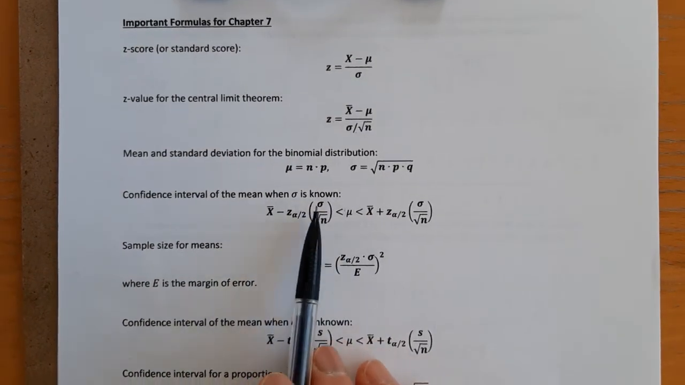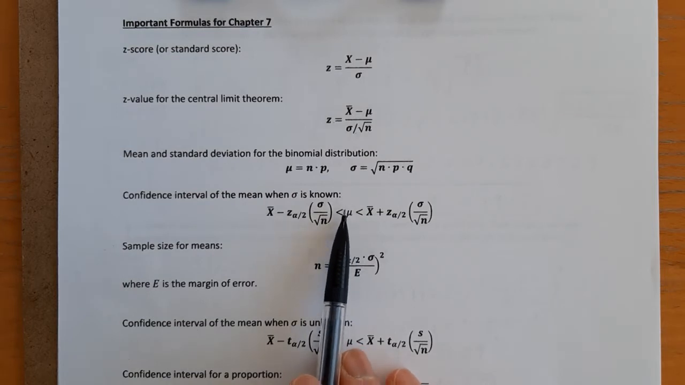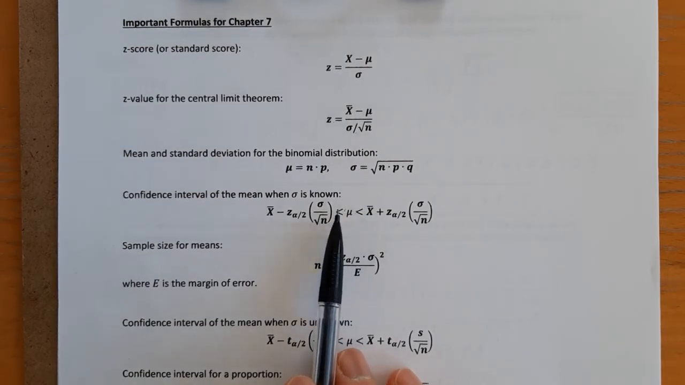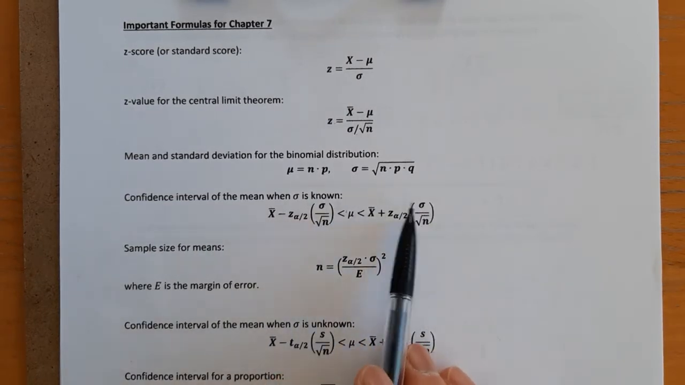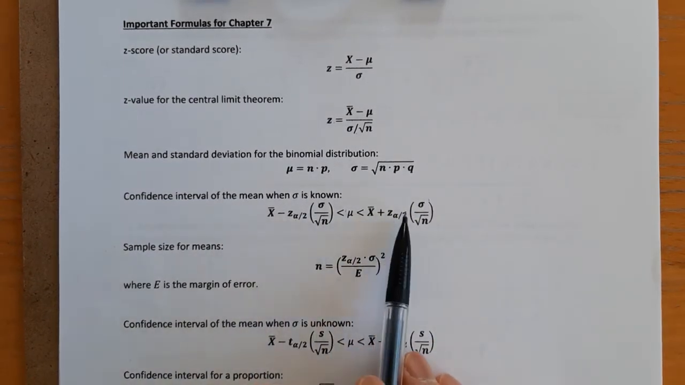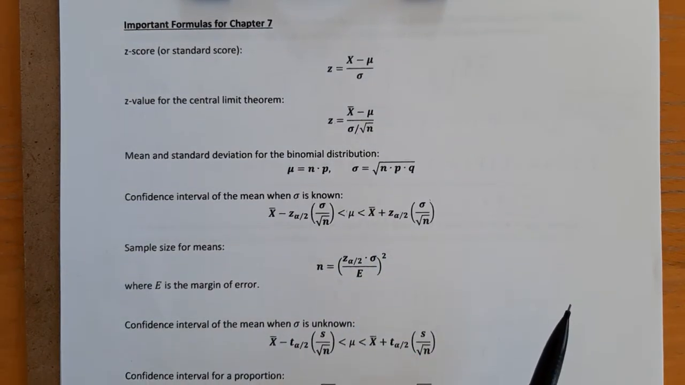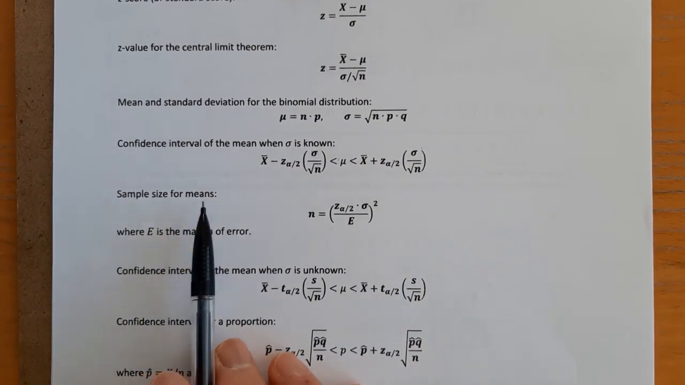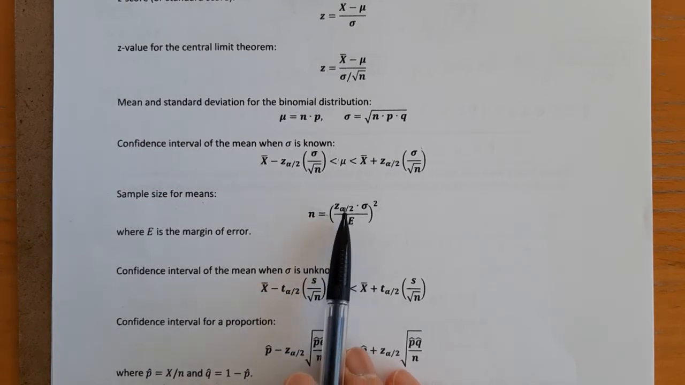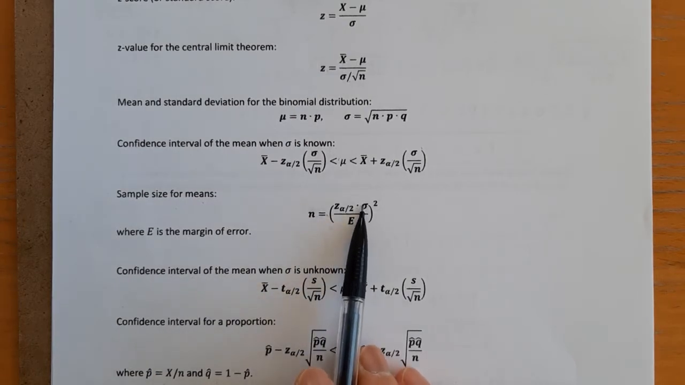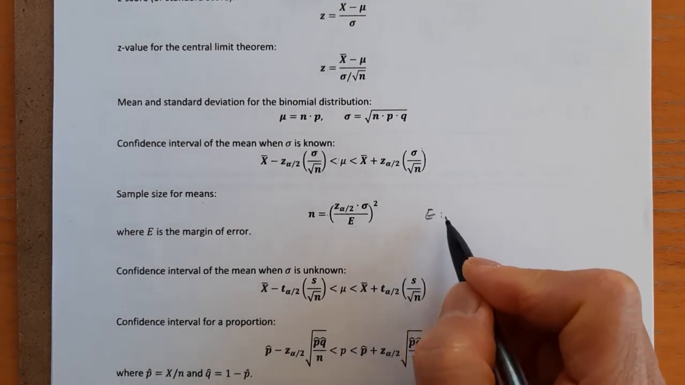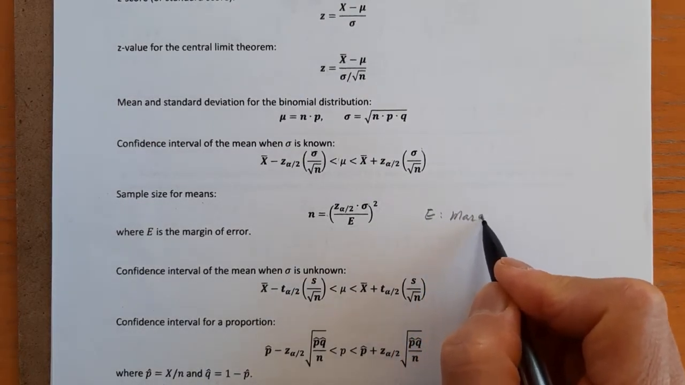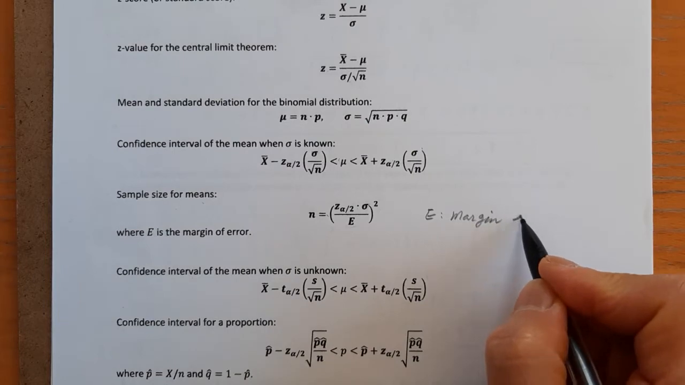Today, chapter 7, we are going to learn the confidence interval. First one is a confidence interval for the population mean, when sigma, the standard deviation, is given, and you will use the z-score. The sample size for the mean is n equals z times standard deviation over E. E we call the margin of error.